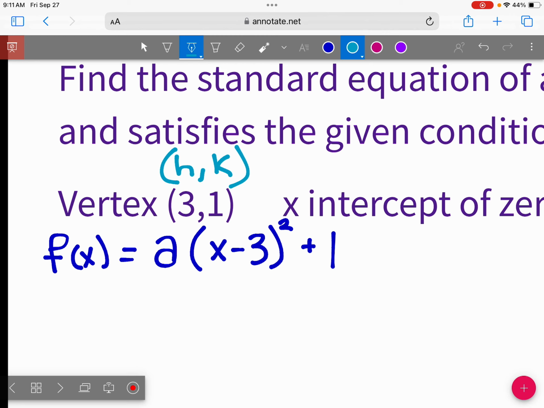How can I use the fact that we have an x-intercept at 0 to help me figure out what a is?